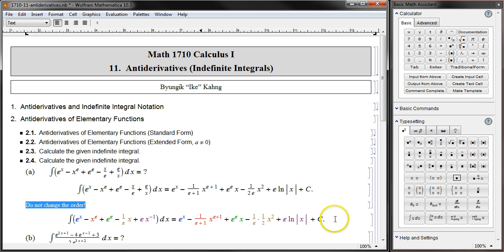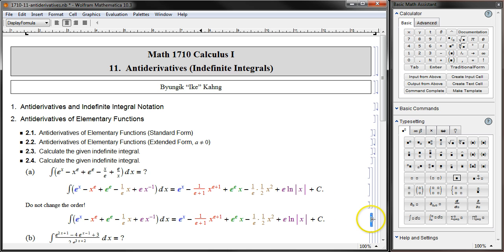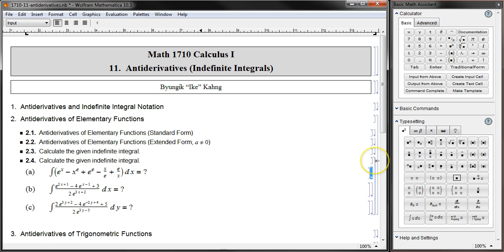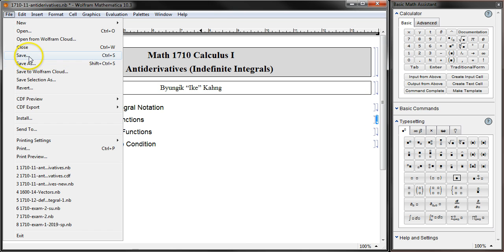But by the way, let me change this into the color coded. Yeah, that looks better. Before I forget, let's save this new file.